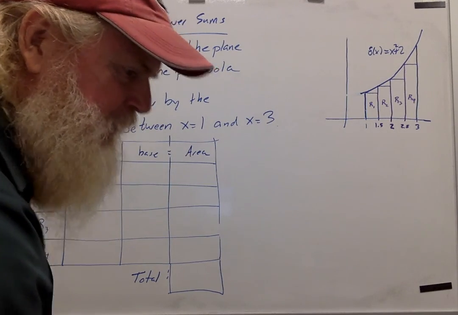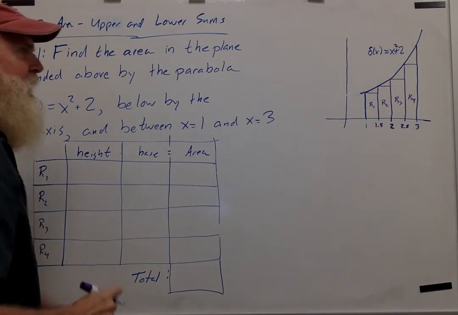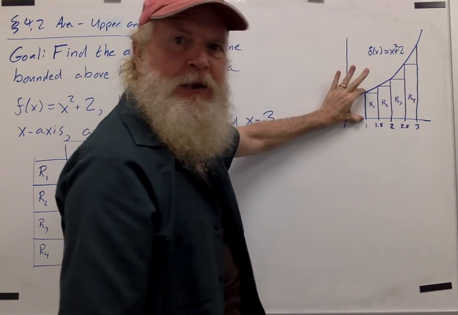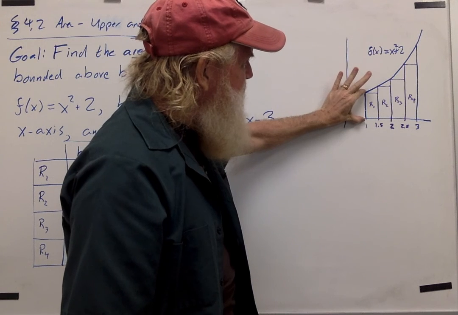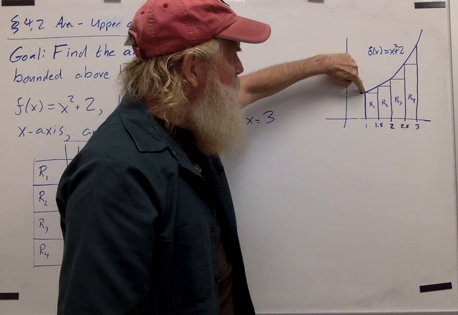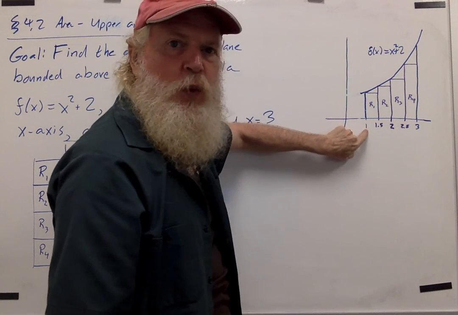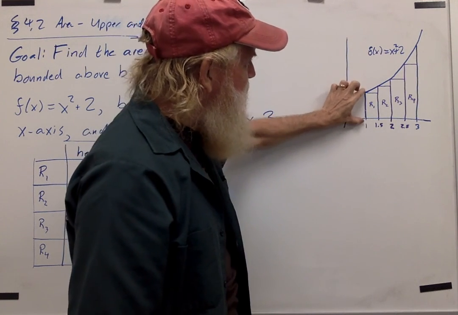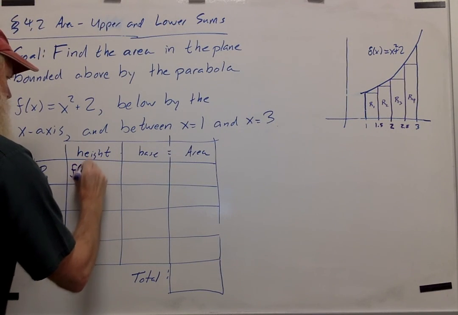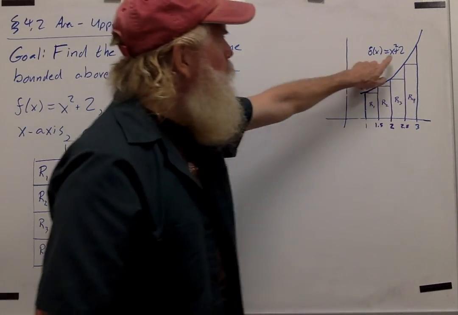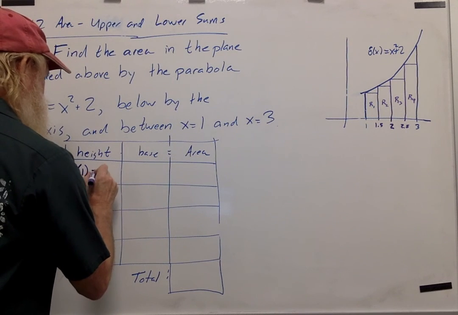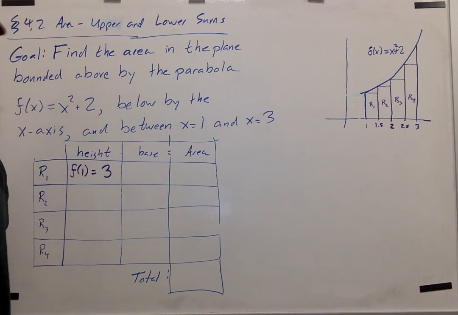So here we go. Let's look at rectangle 1 first. Notice that the height of the rectangle is this distance here, which is the distance between the x-axis and the curve at the left endpoint. So the height of the first rectangle is f of 1. When you plug 1 in, you get that y-coordinate. So the height of rectangle 1 is f of 1. And if I substitute 1 into this function, 1 squared plus 2 is 3. So the first rectangle has height 3.